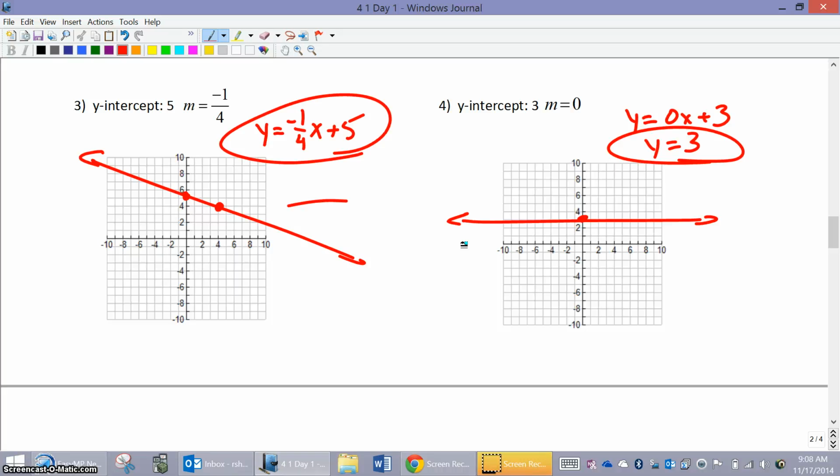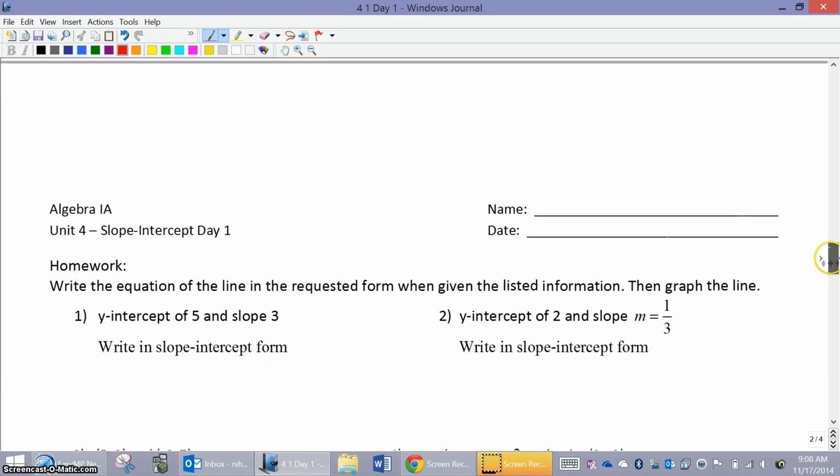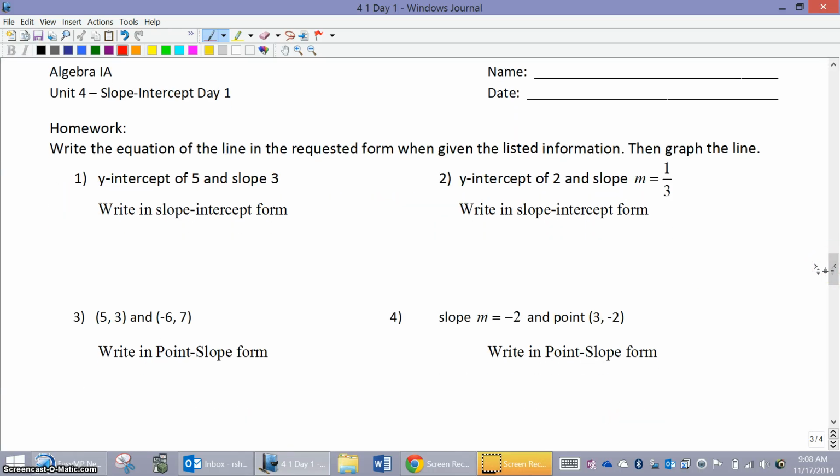Good stuff. What I want you to do, go to the next page. That's going to wind up being your homework. Take a look at this. As we go to the next page here, there's a variety of ways I want you to finish writing these equations. Look at number 1. Number 1 says I'm giving you the y-intercept and the slope, and I want it in slope-intercept form. That's the way I want you to finish it. Whereas number 3 says I'm giving you 2 points, and I want it in point-slope form as a result.